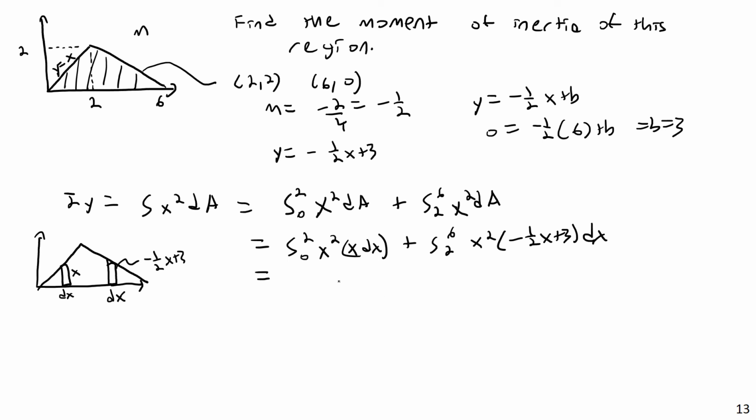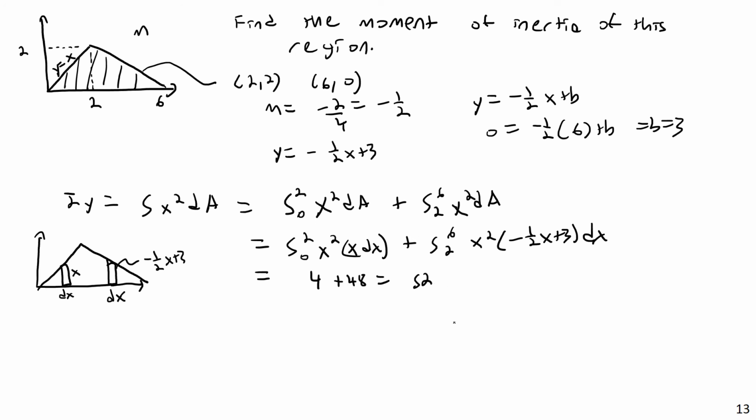So that's basically x to the third. Integrate x to the third, x, 0, 2. Well, that's simple enough, that's just 4. And then the integral here, if I expand all that and take the integral of it, integrate x squared times negative 1/2 x plus 3, x, 2, 6. And this is then going to come to 48. So we'll have an overall moment of inertia of 52.